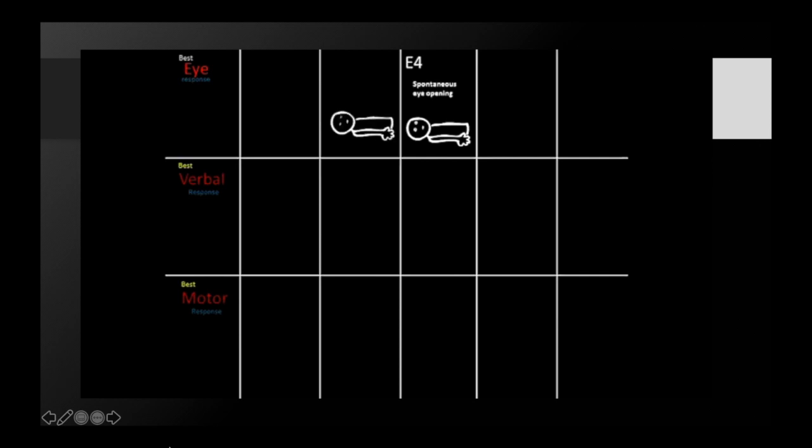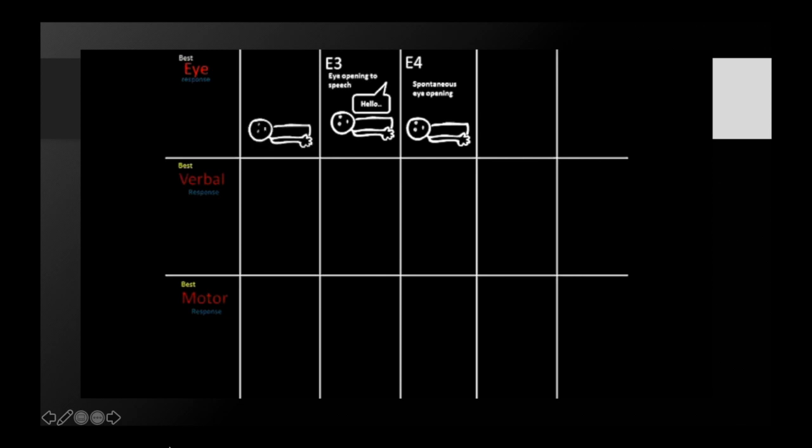Here, as I already told you, the GCS score is divided into 3 categories: the best eye response, the best verbal response, and the best motor response. So let's start with the best eye response. Here we have a patient. If the patient opens his eyes spontaneously, then he's given a score of E4, that is spontaneous eye opening, right? If the patient opens the eyes to a stimulus, that is voice or speech, so if you say something like hello, and he responds by opening his eyes, he's given a score of E3, that is eye opening to speech.